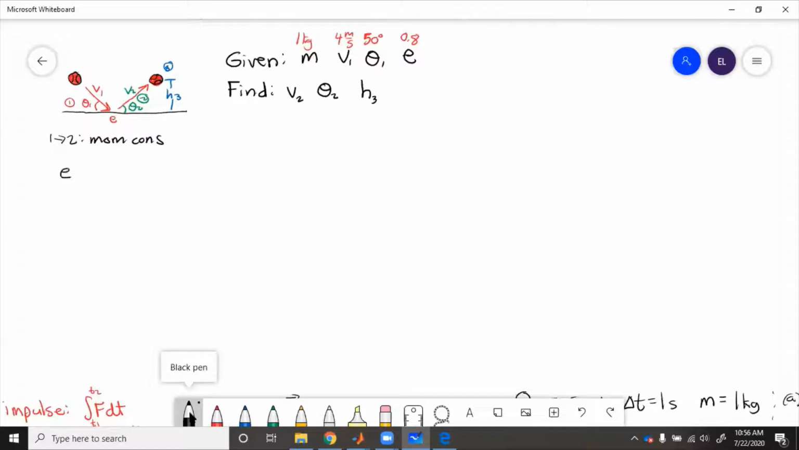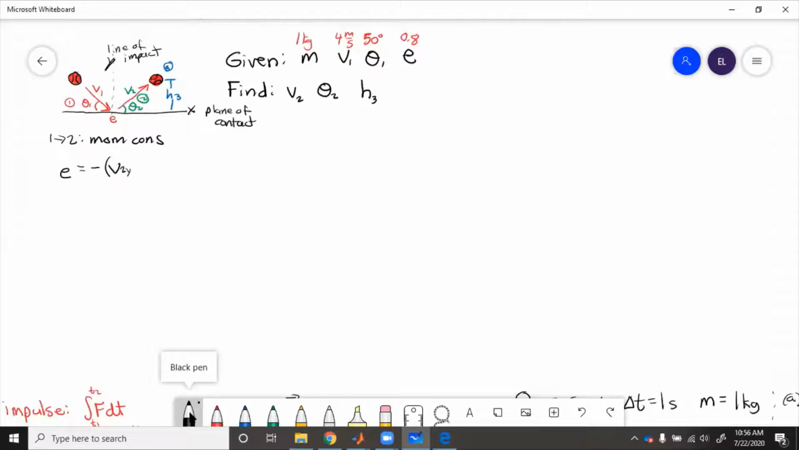So then we have E equals negative v2y. So let's say this is the y direction, this is the x direction. So this here is going to be our plane of contact. And this here is the line of impact, because the force from the earth is in the vertical direction. No force in the horizontal.